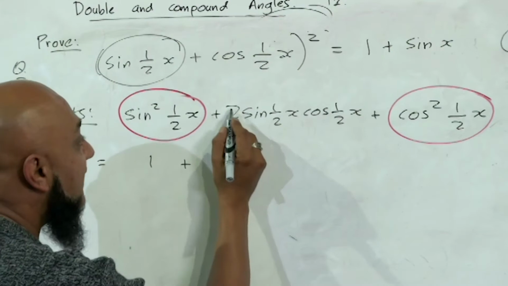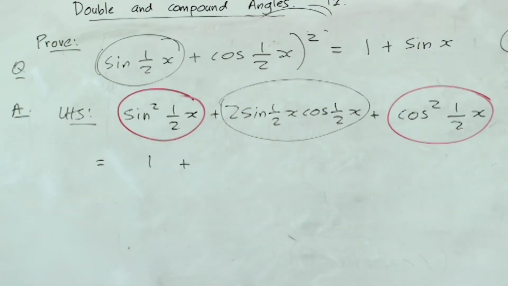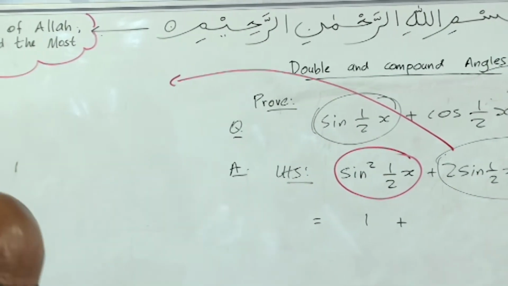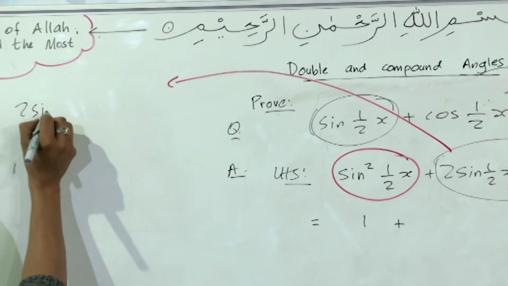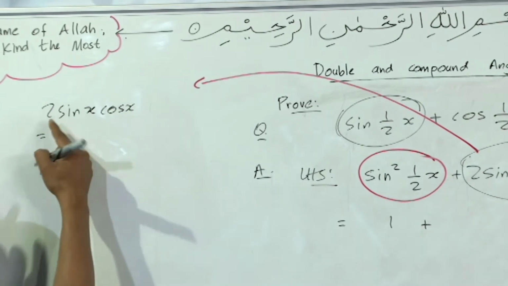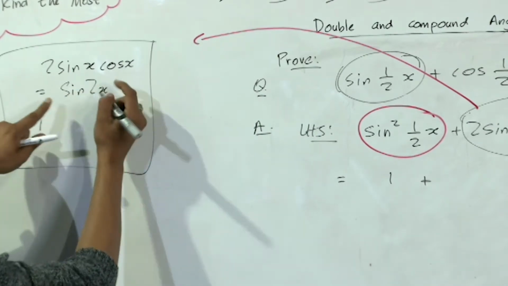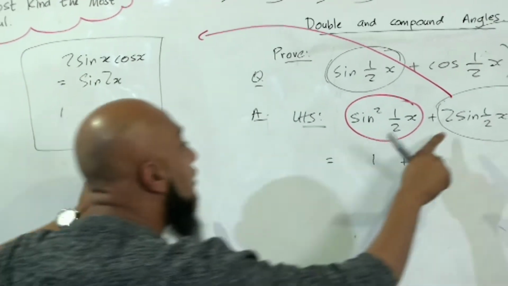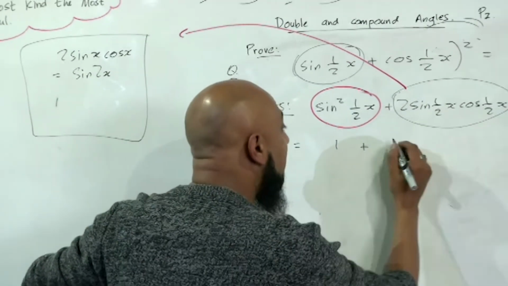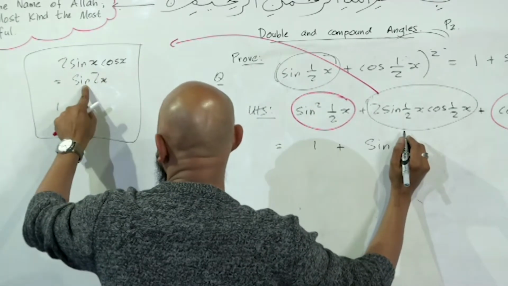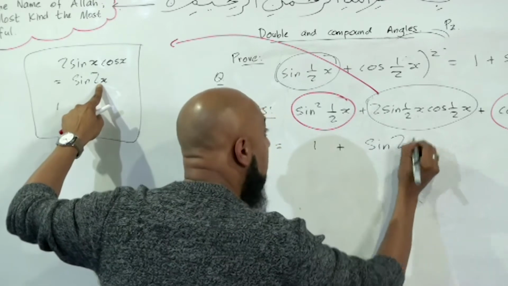Plus, look at this. Does that not remind you of 2 sine x cos x? Now that is my double angle. If I remember my formula, 2 sine x cos x is sine 2x. That's my double angle for sine. Now 2 sine half x cos half x is my double angle. So 2 sine x cos x is sine 2 times your angle.